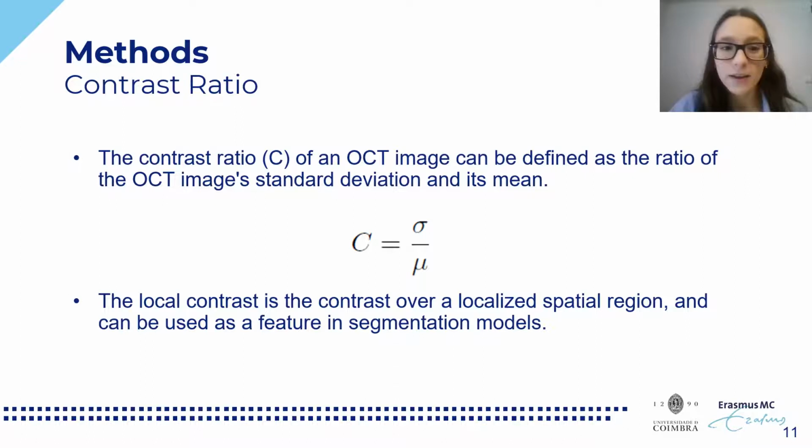One final method that can be used to infer information from speckle is the contrast ratio. The contrast ratio is a property of an image that is defined as the ratio of the image's standard deviation to its mean. By using this equation here, we can also calculate the local contrast, so the contrast over localized spatial regions by using small neighborhoods. And this contrast ratio value can also be used as a feature in, for example, segmentation problems, because the local contrast will change between layers of an image.